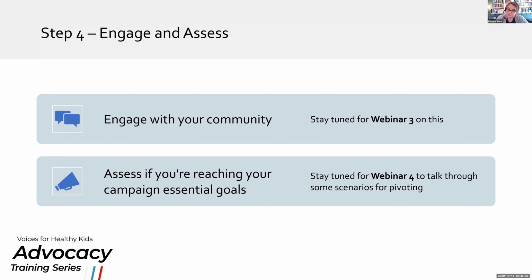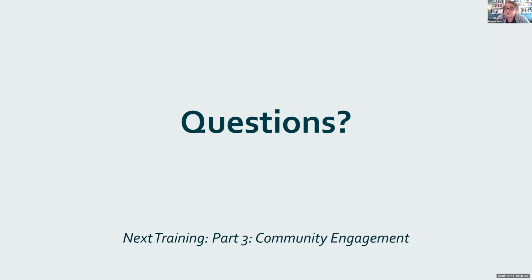And then lastly, what you're going to want to be doing is assessing if you're reaching your campaign essential goals. So if you're listening to this webinar now in mid-October, you should have some time to start answering those questions and getting posting online. So you'll be able to start talking with us on our fourth webinar on November 12th with some personalized ways to pivot if things aren't working, or some personalized ways for you to amplify your campaign if you've gotten it started in time.